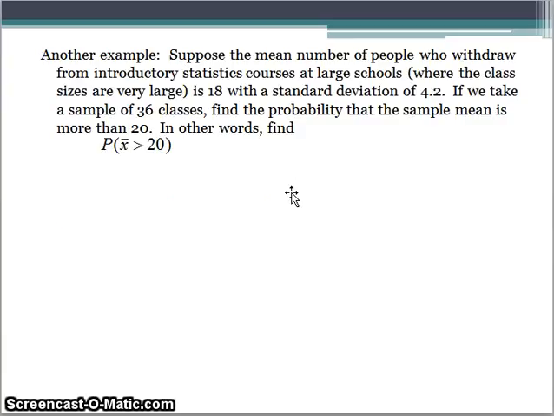If we look at another example, suppose we're looking at large schools, and the mean number of people who withdraw from intro stats courses is 18 with a standard deviation of 4.2. We take a sample of 36 classes, and we want to find the probability that in a random sample of 36, we get a sample mean of more than 20. In other words, we want the probability that X bar is greater than 20.